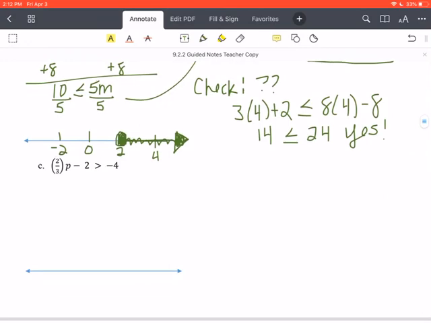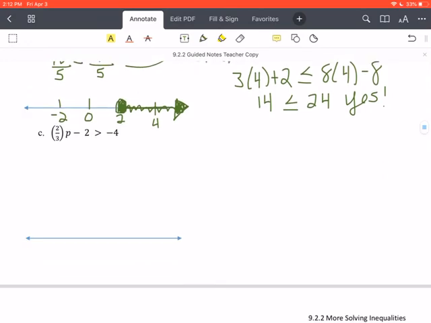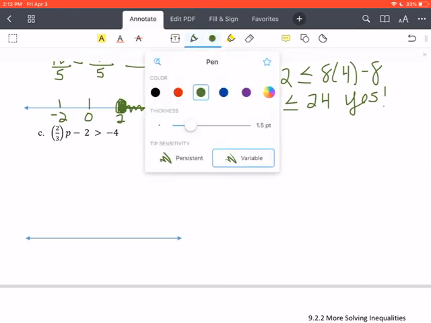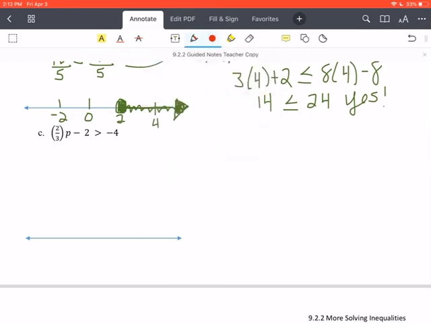Okay, so now let's move on to this next one. We have 2/3 p minus 2 is greater than -4. Okay, so adding 2 is our first step. Treat it like an equation. So 2/3 p is greater than -2.